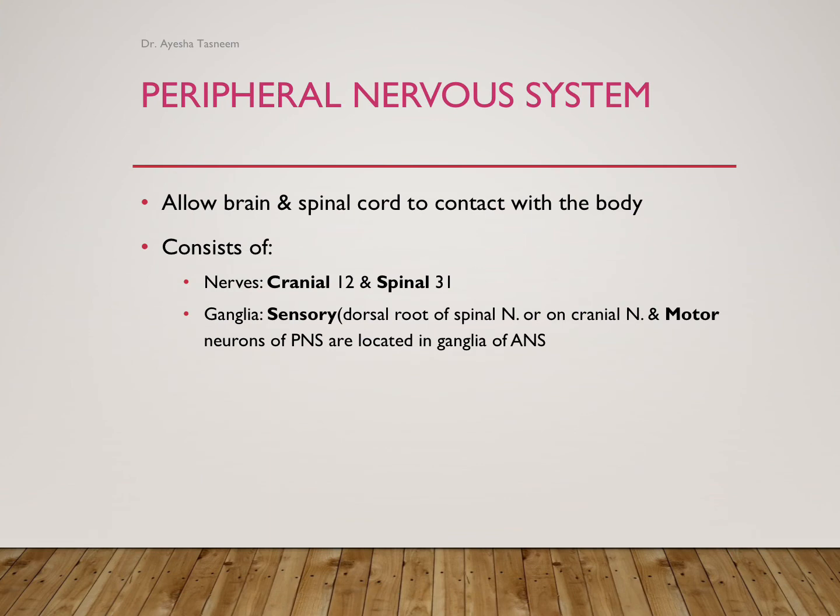Then we come to the peripheral nervous system. It allows the brain and spinal cord to contact the body and constitutes 12 cranial nerves and 31 spinal nerves. It has ganglia that are sensory and motor, and ganglia of the autonomic nervous system.